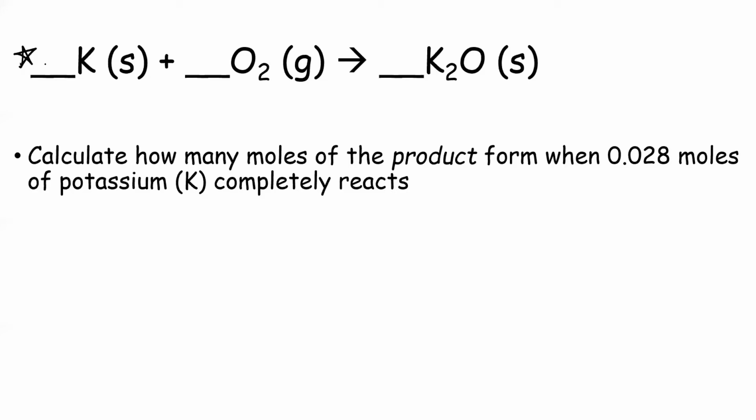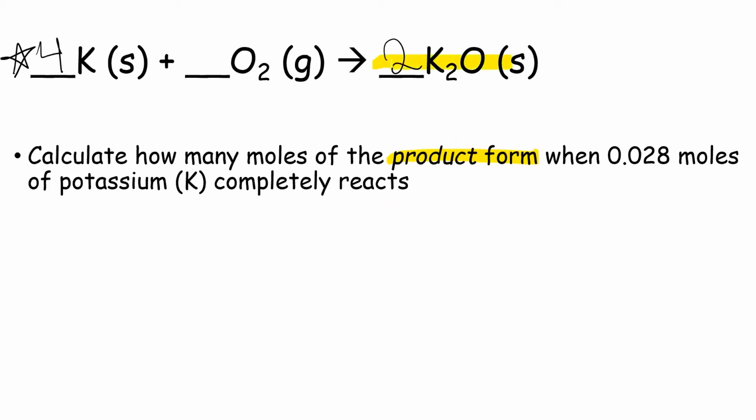If you are still struggling with balancing equations, please review the week 5 module. Your final balanced equation should look like this. We are being asked to calculate how many moles of the product form when 0.028 moles of potassium reacts completely with it. Remember that the products are anything on the right side of the arrow.